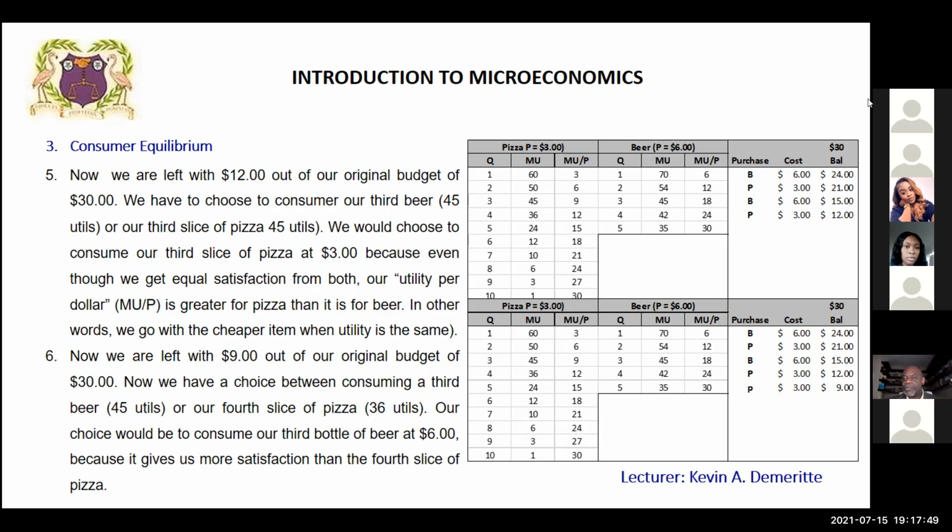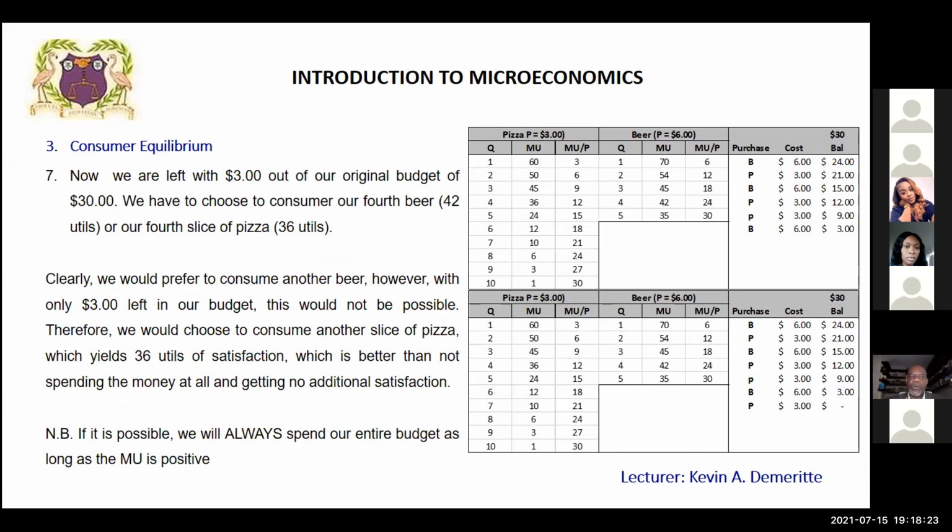So now we have consumed 2 beers and 2 slices of pizza, in the order beer, pizza, beer, pizza. Now we're left with $9. What are we going to spend our $9 on? We have to choose between our third beer, remember the one that we passed up, that will give us 45 units of satisfaction, or our 4th slice of pizza, which is only giving us 36. So clearly, we're going to go with the beer. So we spend $6 on the beer, and now we're left with $3.